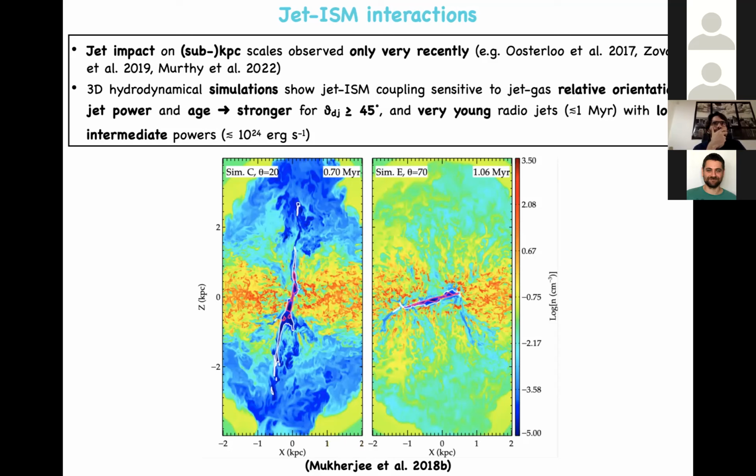And this observational finding is supported by 3D hydrodynamical simulations showing that the jet-ISM coupling on sub-kiloparsec scales is very sensitive to the jet-gas relative orientation, jet power and age. In particular, as shown in the snapshot on the right-hand side from the Mukherjee et al. simulation, the coupling is stronger for jets more inclined toward the plane of the gas distribution, and also when the jets are very young and with intermediate or low powers.